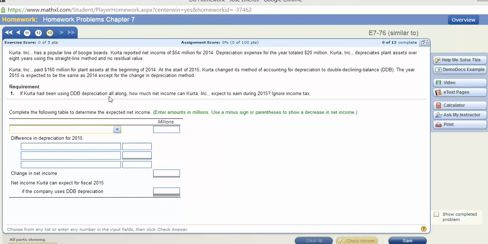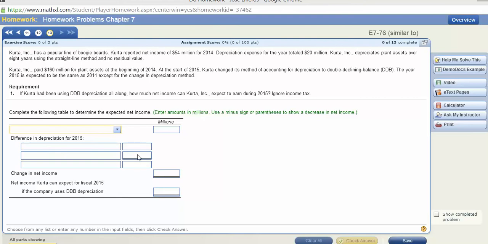So it's saying, hey, if we had used double declining balance all along, how much would net income be, would it change? Would it be impacted? So this type of problem, what you're looking at is you're trying to see the effect on income. Notice it says change in net income. So the middle is what adjusts the depreciation for the middle. And this is what the net income would be if we had this effect in the middle.